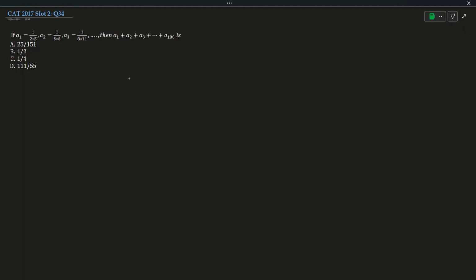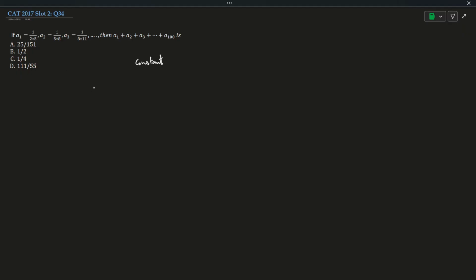If a1 is equal to 1 by 2 into 5, a2 is equal to 1 by 5 into 8, and a3 is equal to 1 by 8 into 11, dot dot dot, then a1 plus a2 plus a3 till a100 is. So guys, in these types of questions, your main focus should be to observe the terms first and check if the difference, or let's say the product, or any mathematical operation that you do in each of the terms, will give you a constant value. In our case, this will give me a constant value.